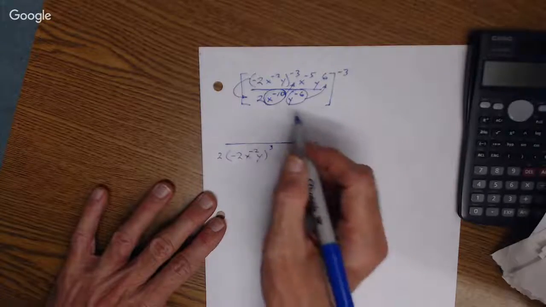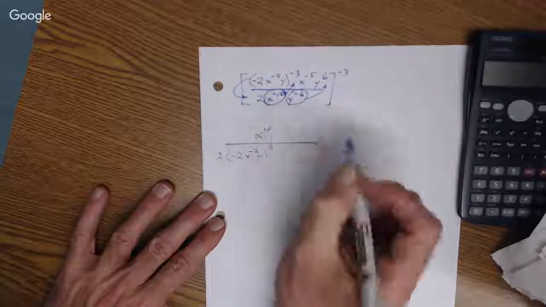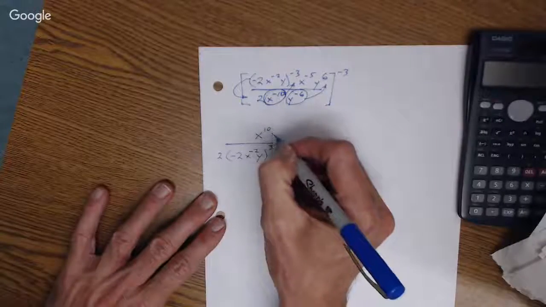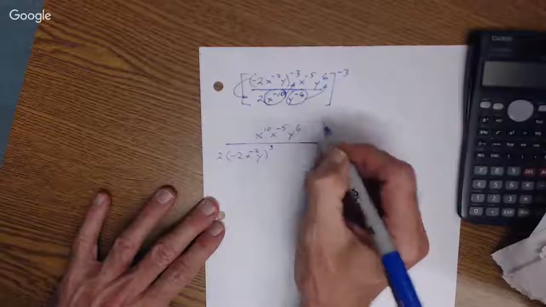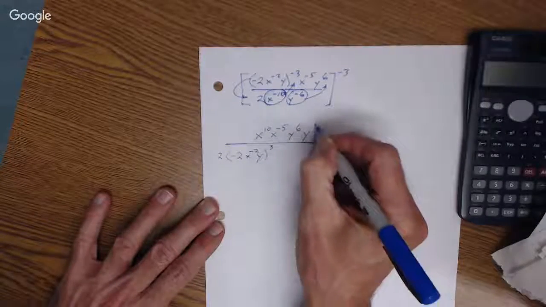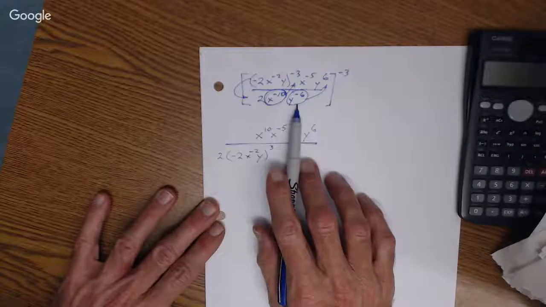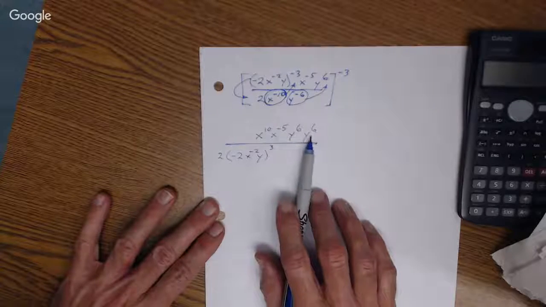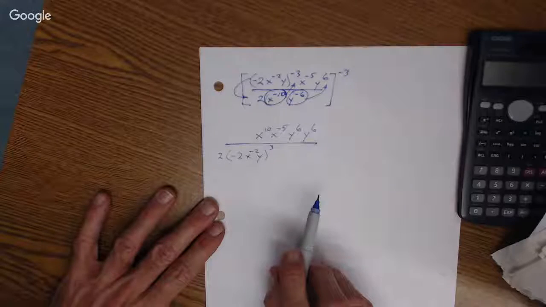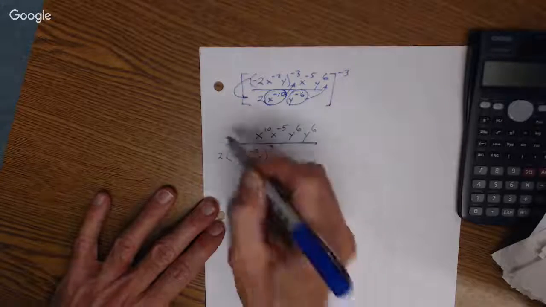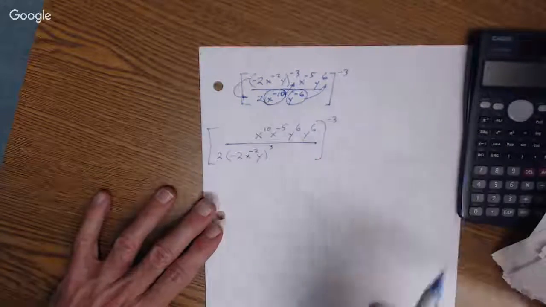On the top now I have x to the positive 10 to go with this x to the negative 5 that was already up there. And I have a y to the negative 6 becomes y to the positive 6 up there that goes with that y to the 6 that's already there. So y to the negative 6 on the bottom goes to the top and becomes y to the positive 6. And I think that's everything, right? There's nothing I'm forgetting. So always slow down and look at it real carefully. Make sure you're not forgetting anything.